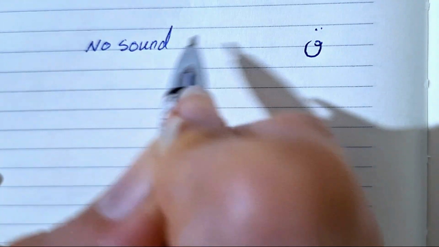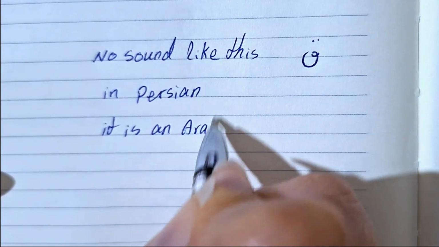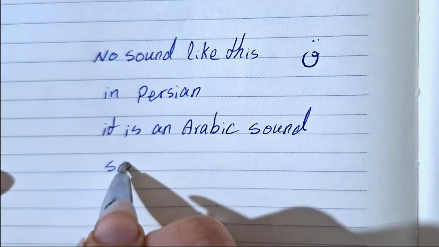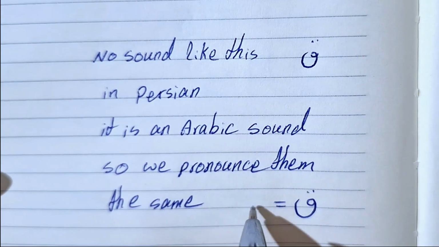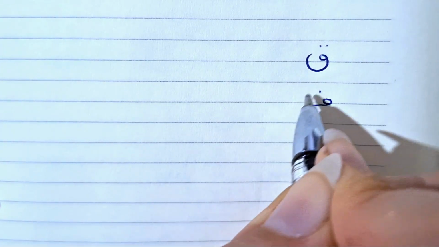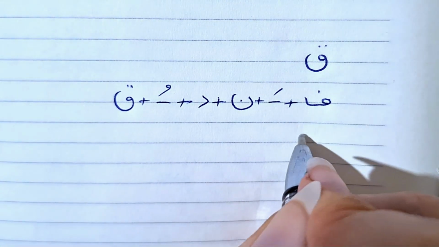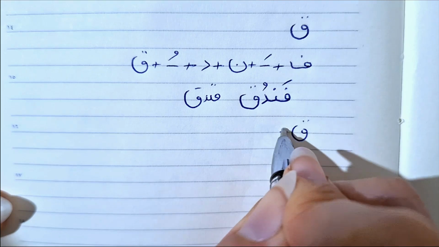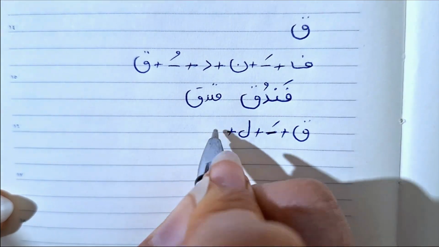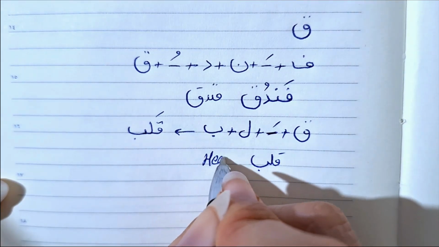Let's go for the next letter, which is Qaf. But there is no sound like this in Persian because it is an Arabic sound. So we pronounce Qaf the same as Ghain. So both are pronounced G. Example, f plus a plus n plus d plus o plus Q together, fandogh. Fandogh means hazelnut. Q plus a plus l plus b together, qalb. Qalb means heart.